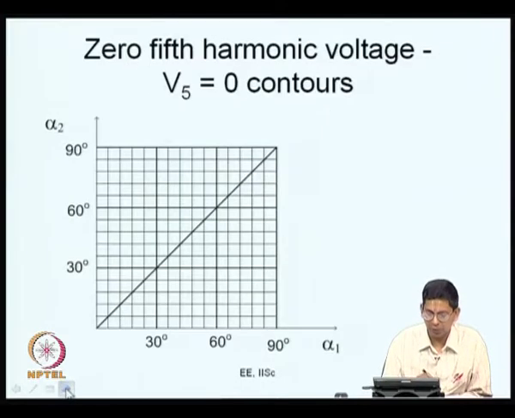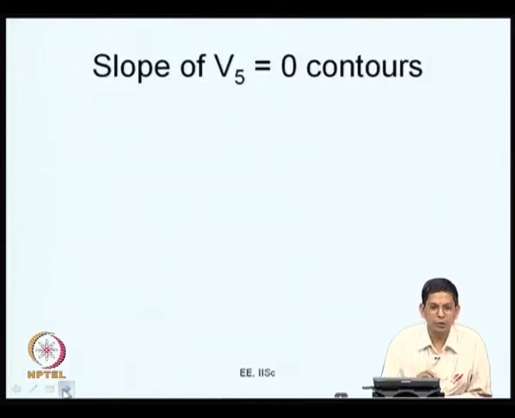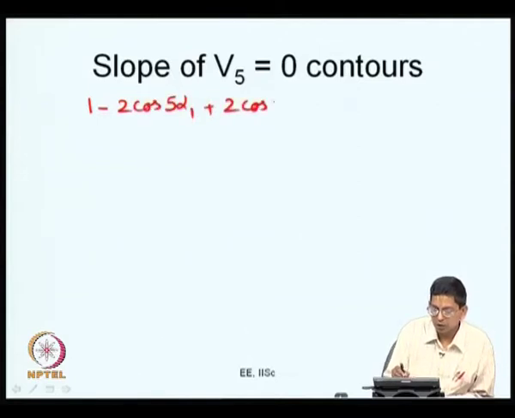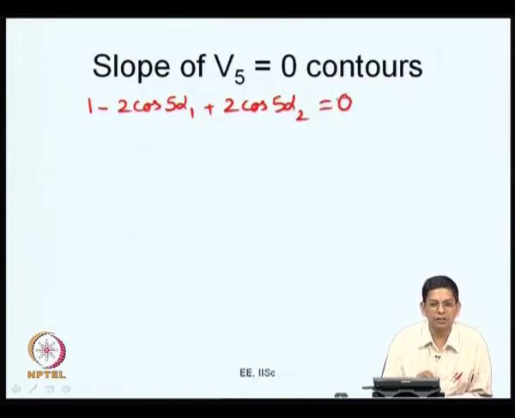So, what we can do is you can come up with a complete thing of all the 0 fifth harmonic voltage now. So, before that we can also see how the slope of V phi is equal to 0 varies. So, V phi is equal to 0 has this equation 1 minus 2 cos 5 alpha 1 plus 2 cos 5 alpha 2 is equal to 0. This is the equation V phi is equal to 0.